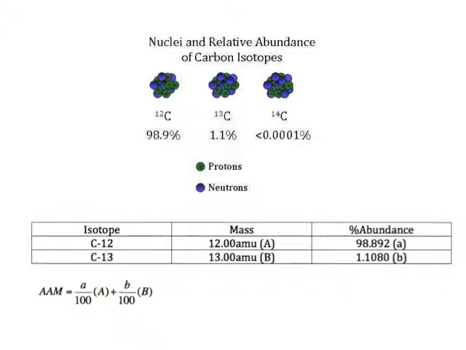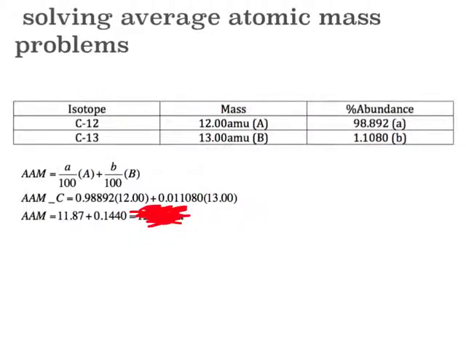Now what I'm going to do is show you how to calculate the average atomic mass for carbon. Okay. So in this particular instance, I'm going to plug the numbers into the equation. So the AAM, remember, stands for the average atomic mass. Little a, as you can see in the table here, stands for the percent abundance. Now notice here in my equation I'm dividing it by 100. You always have to do that. So you have to take this number and divide it by 100.